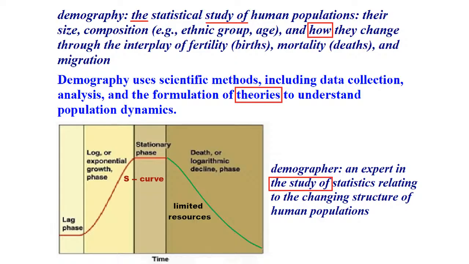And here from another site, you get this definition. Demography uses scientific methods. Okay, let's see what those are, including data collection and analysis. No, those two are not part of science. Okay, we don't collect data. We don't do analysis in science. You can do that on your own time. When you come to the conference, we want you to explain. And that's what comes next, the formulation of theories. Yeah, that's what we do in science. That's the only part that belongs to science and to the scientific method, okay, to understand population dynamics, okay?